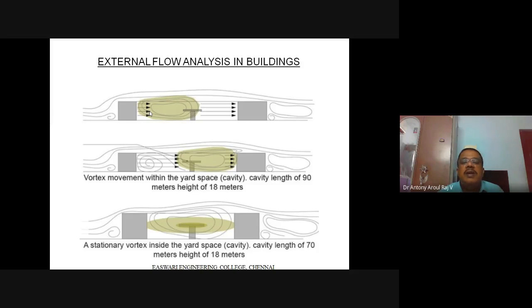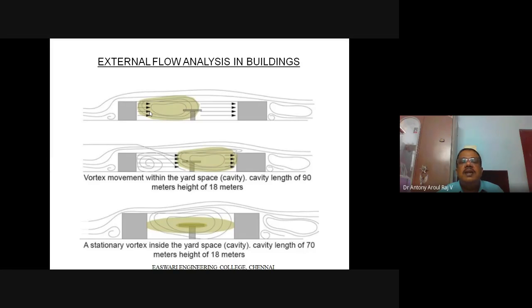Okay, so mostly we will be checking the airflow pattern. So we have to check the airflow pattern in a building, because a good airflow pattern in the building results in a good circulation of air. Okay, whether it is conditioned or non-conditioned, it will result in a good air circulation for every occupant in the building. So it is good. Okay, so for that we do the external flow analysis.